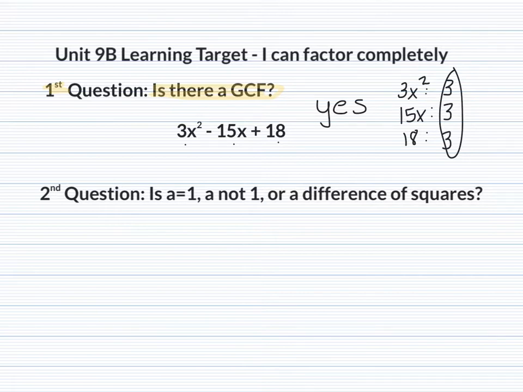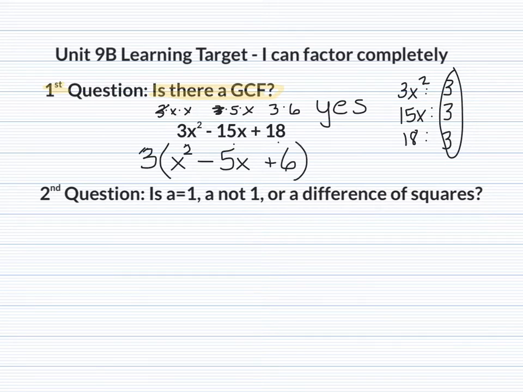So when I pull 3 out, when I divide by 3, remember this is 3 times x. So here I'd be left with x squared. Minus, this is 3 times 5 times x, so when I take that 3 out, I'm left with 5x. And 18 is 3 times 6, so I'll be left with plus 6.